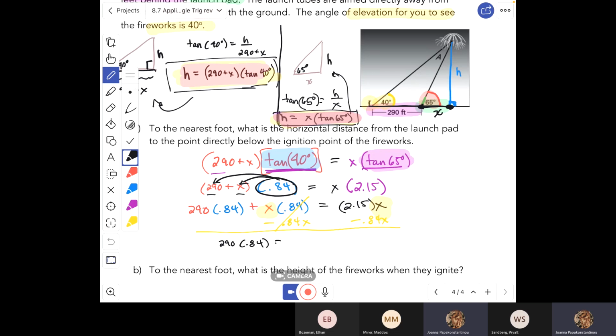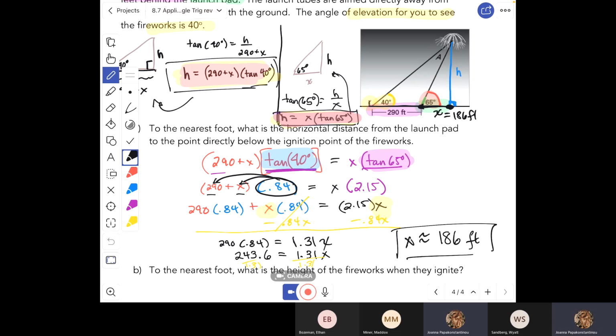2.15x minus 0.84x gives me how many x's? 1.31x, yes? And then 290 times 0.84 is what? And the last step to solve for x, just divide each side by 1.31. So what is x, approximately? I'll just put 186. So I now have that x is 186 feet approximately, right? So I know I'm standing that far away from being right underneath the fireworks.